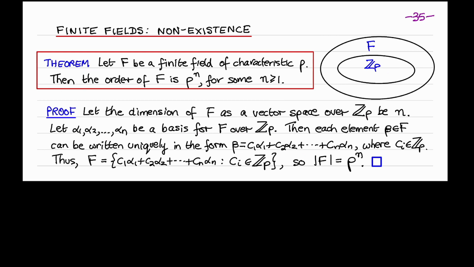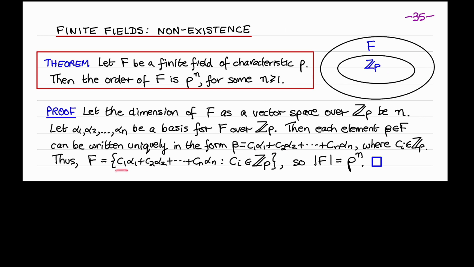Recall that a basis is a linearly independent spanning set, and hence every element beta in the finite field can be written uniquely as a linear combination of the basis elements. Here the coefficients in the linear combination are elements in the field of scalars. Thus, the elements of the field F are precisely the set of all linear combinations of the basis elements.